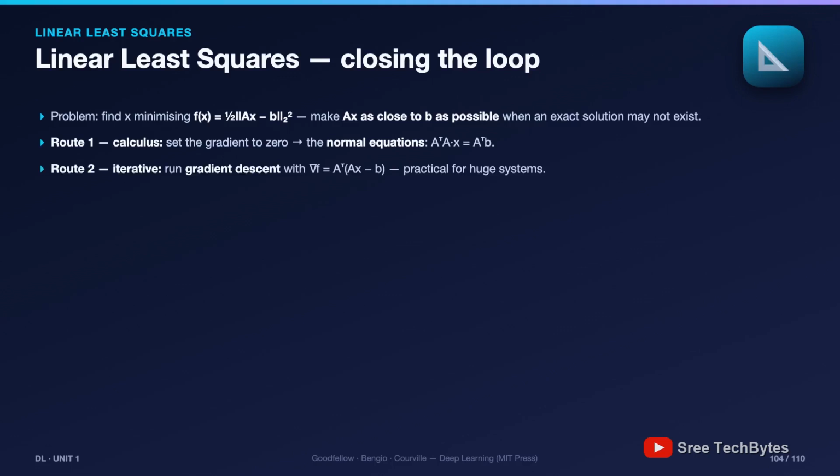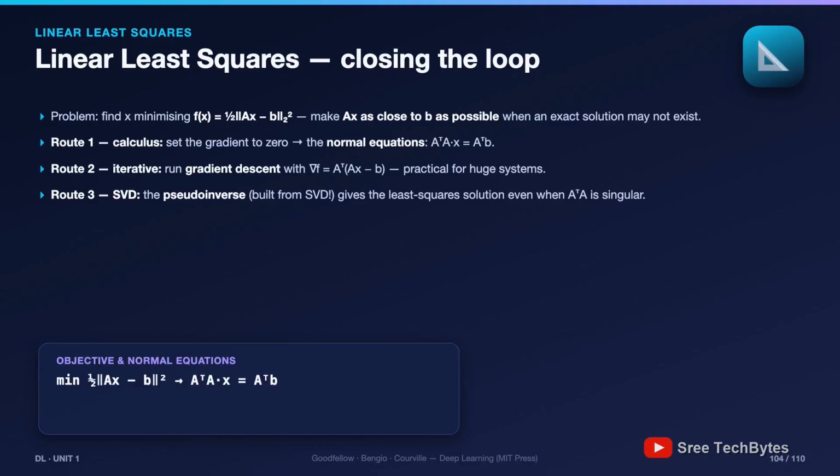Route 1, calculus: set the gradient to 0 and out fall the normal equations. A transpose Ax equals A transpose b, solvable with an inverse. Route 2, iteration: run gradient descent with this gradient. The practical choice for huge systems. Route 3, the pseudo-inverse, built from SVD, handles even the degenerate cases.